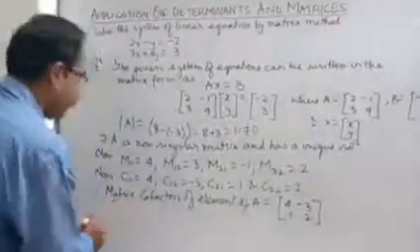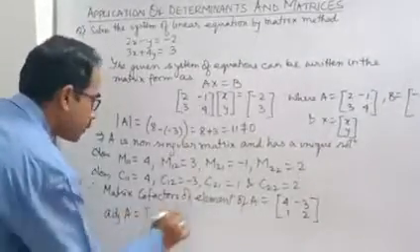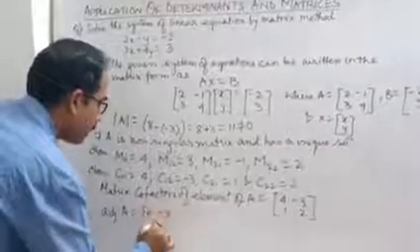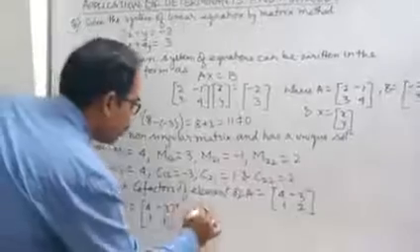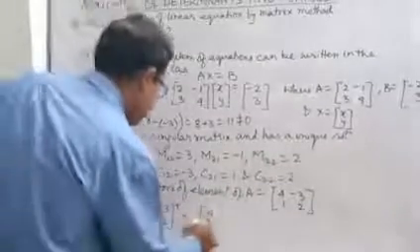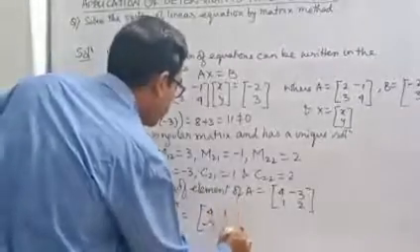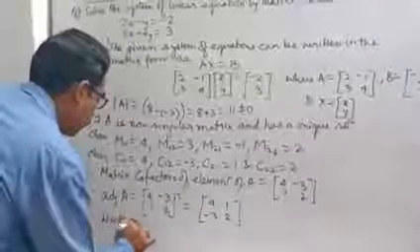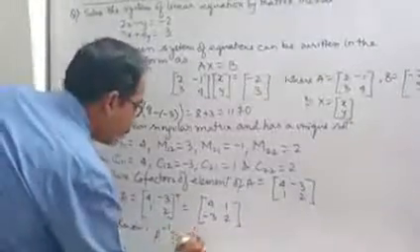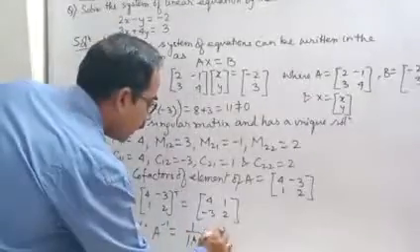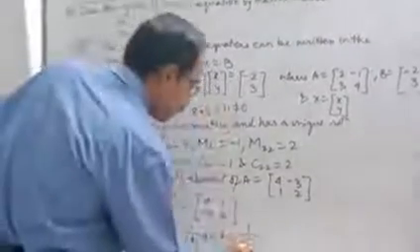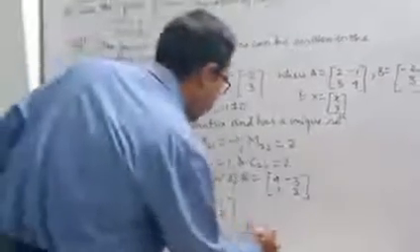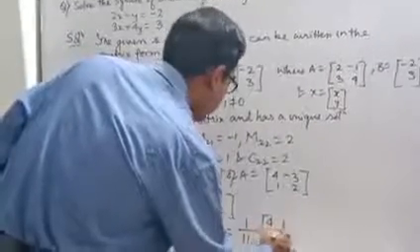Now we have to find the adjoint of A, that is the transpose of that matrix. The transpose of [4 -3; 1 2] gives [4 1; -3 2], this is the adjoint of A. So we know A inverse equal to 1 by mod A times adjoint A, that is 1 by 11 times [4 1; -3 2].